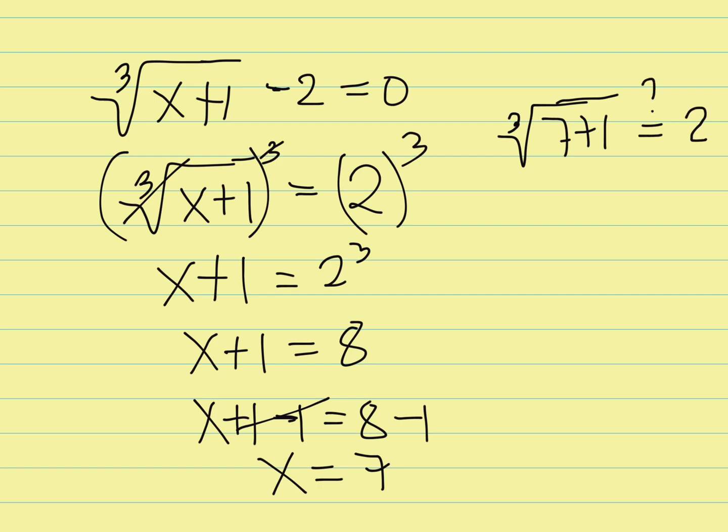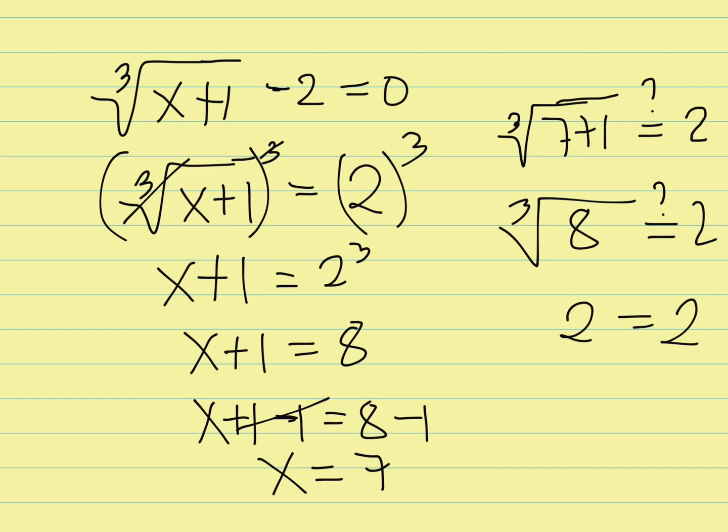Let's try to check if that is true. Okay, so the cube root of 7 plus 1 is the cube root of 8, which equals 2. So the cube root of 8 is, of course, 2, which is equal to 2. Therefore, the value of our x is correct.